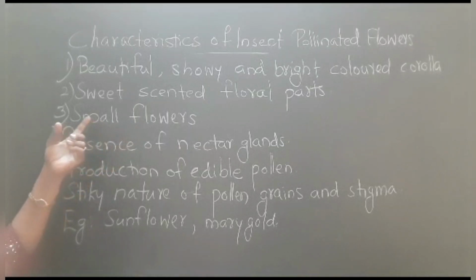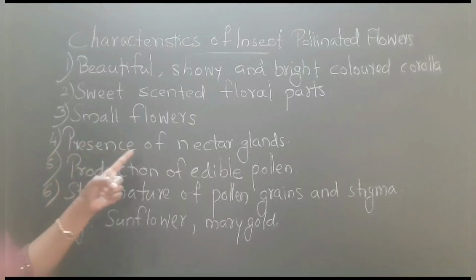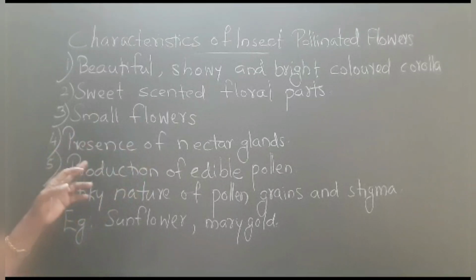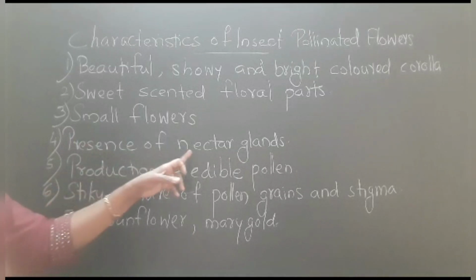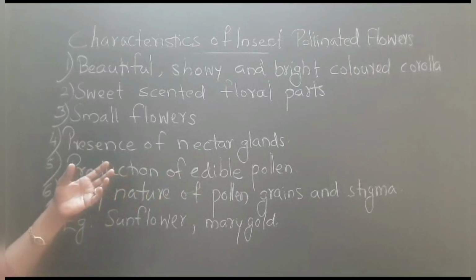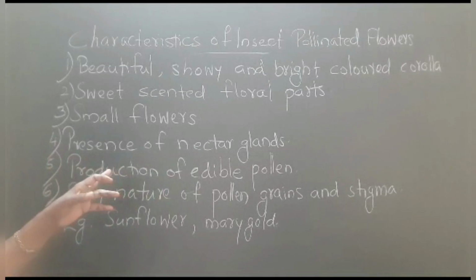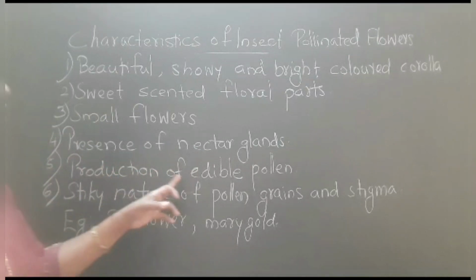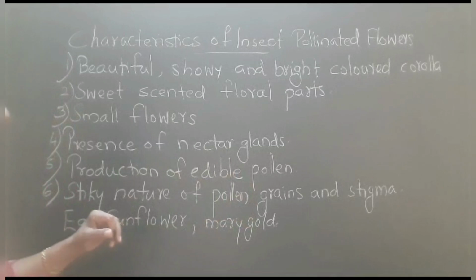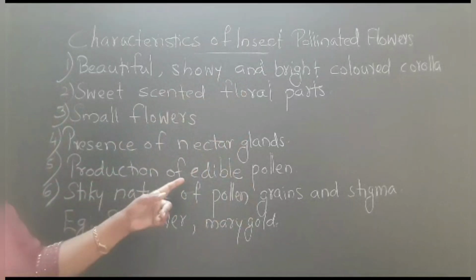Small flowers, they are usually small in size. Presence of nectar glands. Insect pollinated flowers have nectar in them, so that insects can go and suck the nectar. That is how pollination takes place by insects. Then production of edible pollen. Insect pollinated flowers have plenty of pollen grains in them.